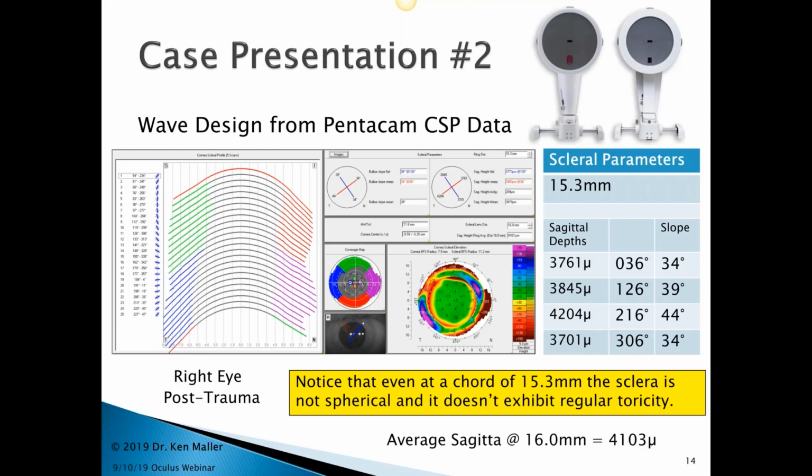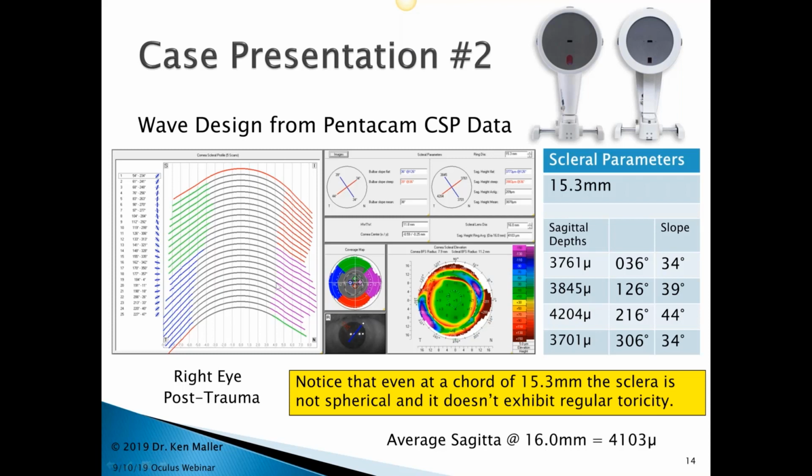So I took the CSP test data on him, and you see I did get good coverage up over here. We can take a look at the scleral parameters at 15.3, which is not even all that large, and take a look at the asymmetry that exists here. Again, down toward the bottom, we have this outlying spot over here that tends to be very steep.